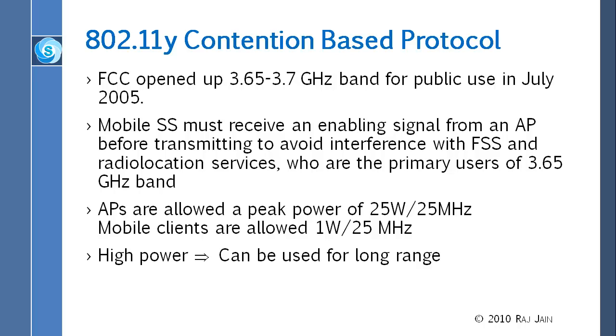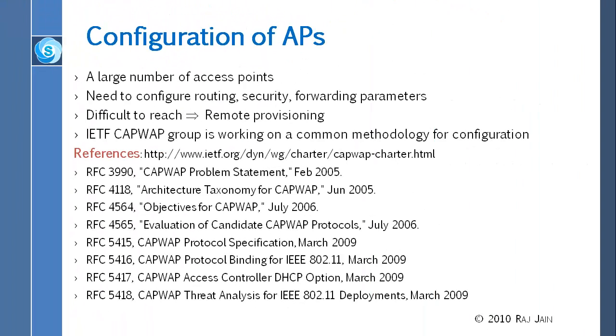Final thing we want to talk about in 11 is this CAPWAP, which was on the list of projects to do. So this problem we have already indicated: a large number of access points people have, and they need to configure routing, security, forwarding. There are so many parameters, and these things are remotely located. They are not located in one place, and they are generally located inside the ceilings, and so on and so forth. So there is a group in IETF.